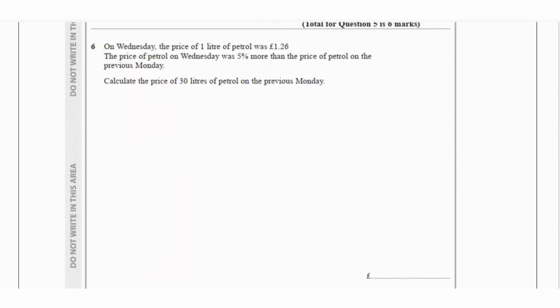Then you can get percentages again. I heard a question with ratios and percentages came in paper 1, so percentages can come again. On Wednesday, the price of 1 liter of petrol is 1.26 pounds. The price of petrol on Wednesday was 5% more than the price of petrol on the previous Monday. Calculate the price of 30 liters of petrol on the previous Monday. So this is 5% more. 1.26 is basically 105 over 100 times X, X being the price on Monday.